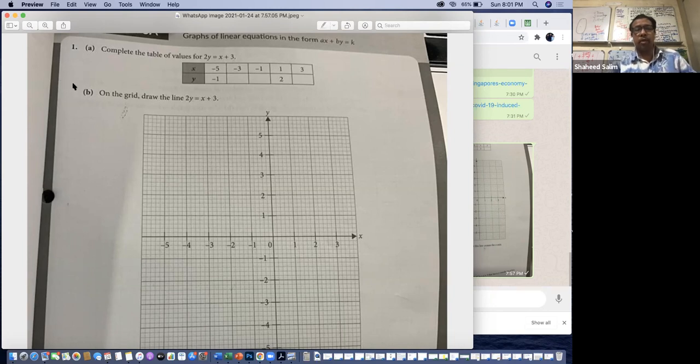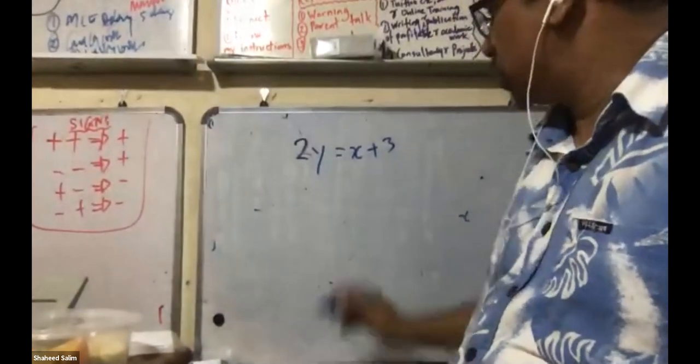Okay, let's check. Did you get the Y coordinates? We asked Ryan. Okay, stop. You must remember something. They put down there 2Y. Do you realize that? 2Y equals X plus 3. Now, you want the Y coordinate, not 2Y. So what to do now?